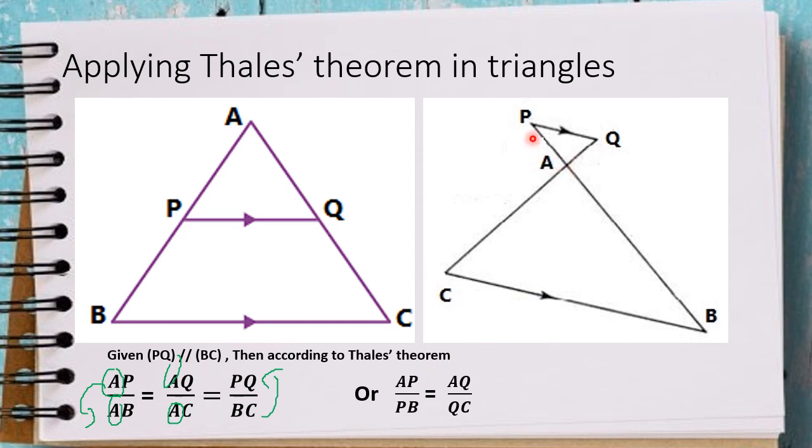So AP over PB, it is the side of this triangle and this triangle connected together, AP over PB, all of it, equals AQ over QC, all of it. But we cannot add PQ and CB, they are not connected together. That's why we do not have a third fraction. And also we can flip them, so we can say in reverse, for example, PB over AP, not AP over PB, but you should reverse the second one.